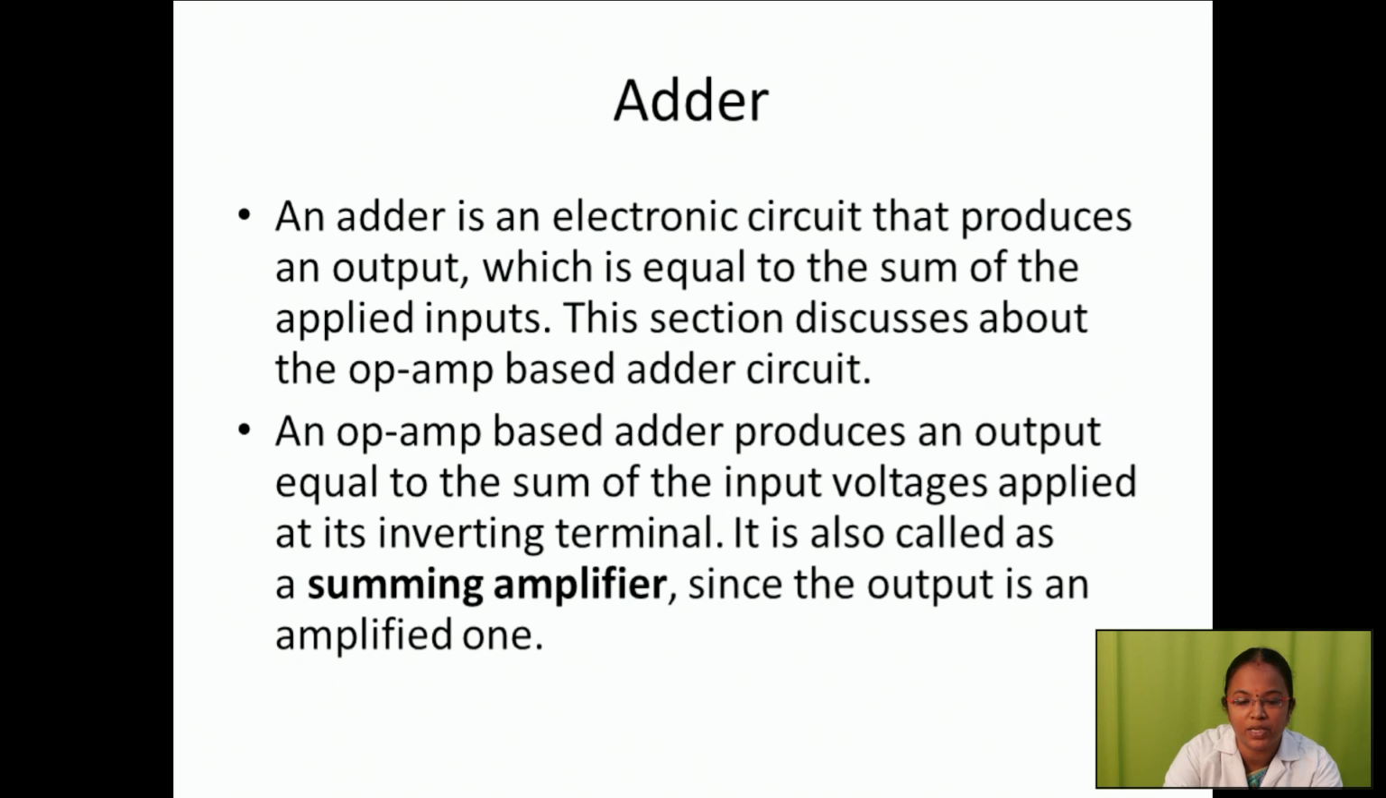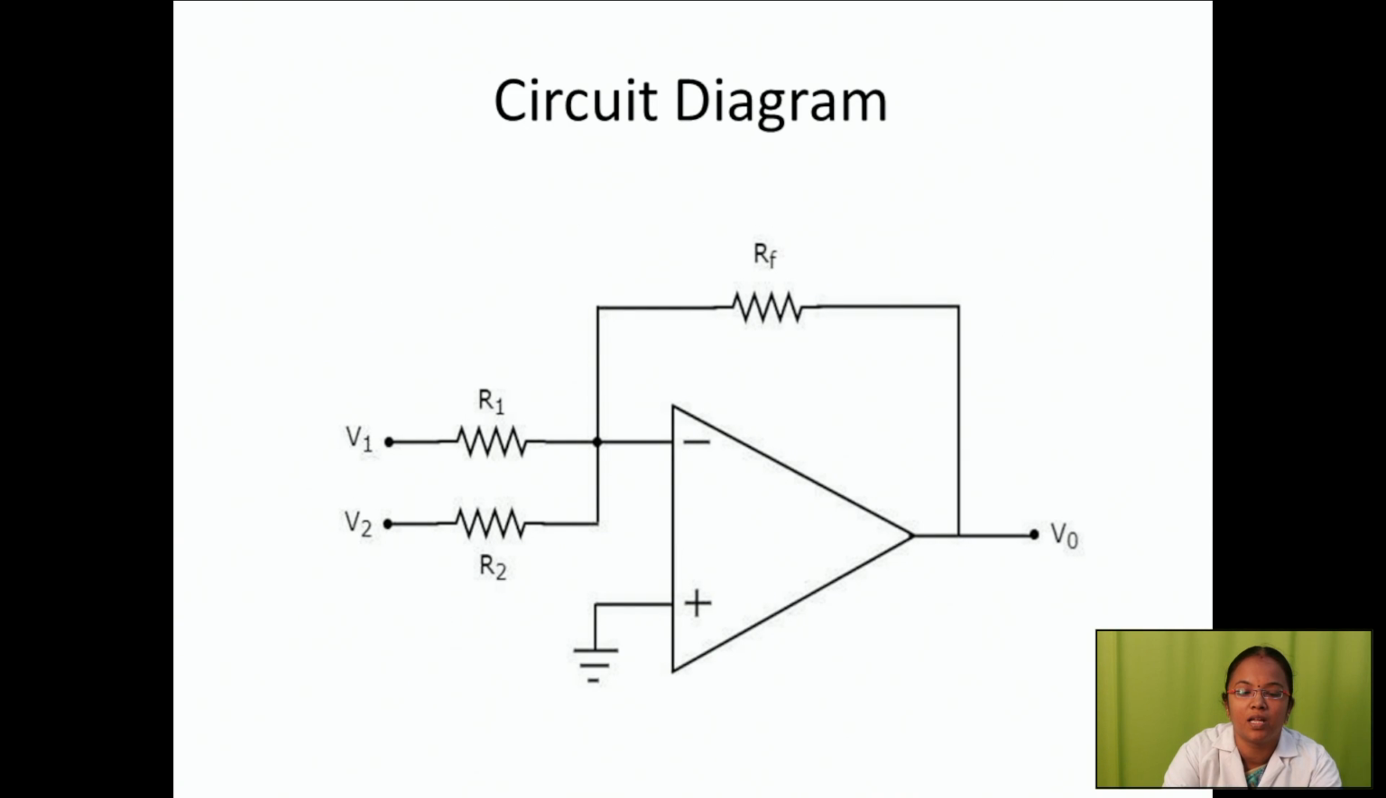If all the inputs are given to the non-inverting terminal, it is a non-inverting summing amplifier. In this section, we are going to see about the inverting summing amplifier. This is the circuit diagram of the inverting summing amplifier, because the input voltages are given to the inverting terminal. Here V1 is input voltage V1 and V2 is input voltage V2. V0 is our output voltage, the non-inverting terminal is grounded, and RF is a feedback resistance.